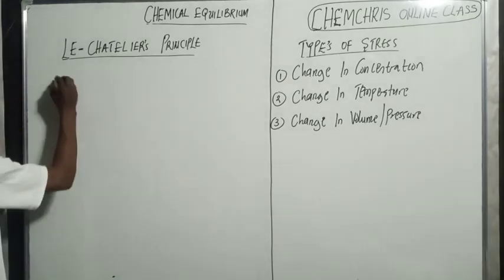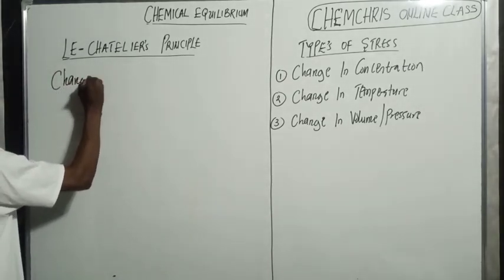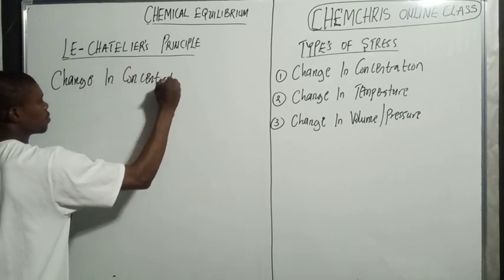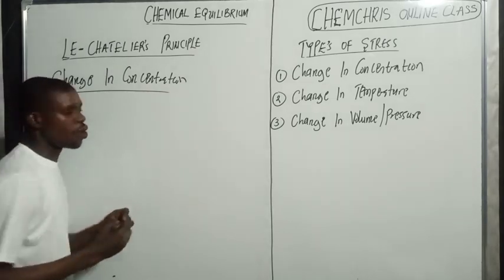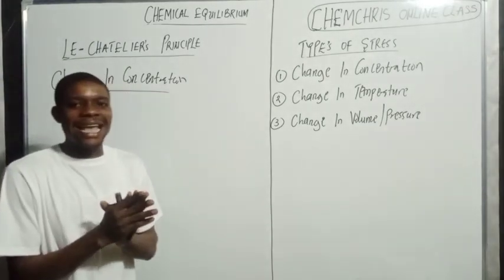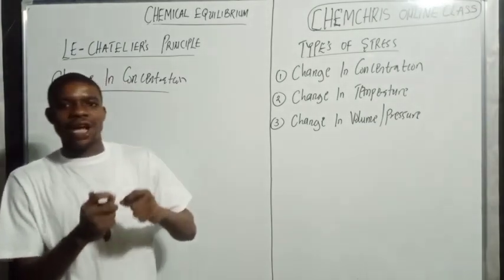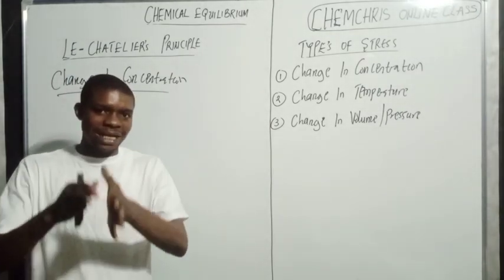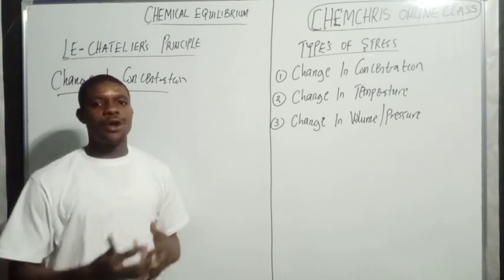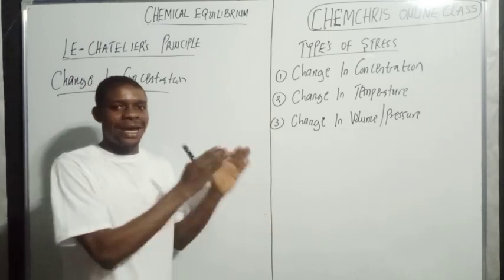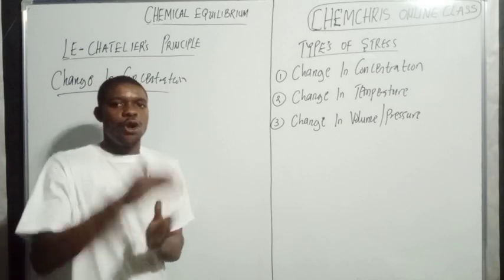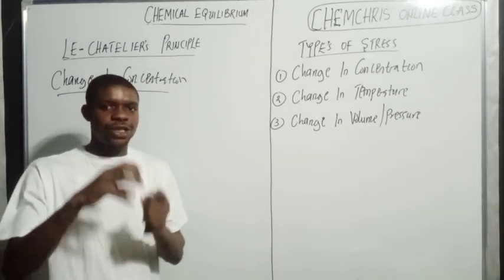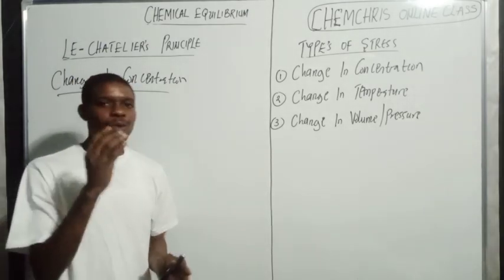We talk about change in concentration. When a reaction is at equilibrium, you can either increase the concentration of the reactant or product, or decrease the concentration of the reactant or product. So the question will now be, when you increase the concentration of the reactant and product, where will the reaction shift to? And when you reduce the concentration of the reactant or product, where will the reaction shift to?